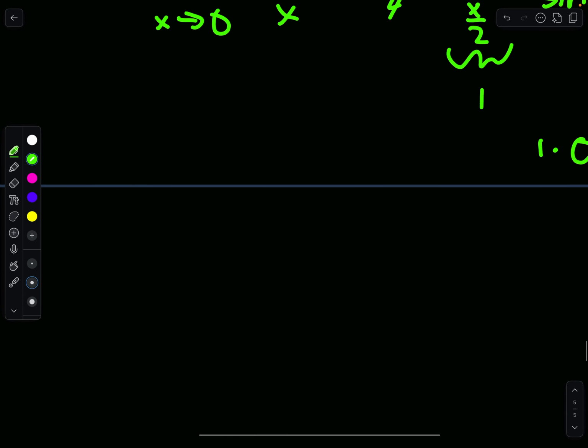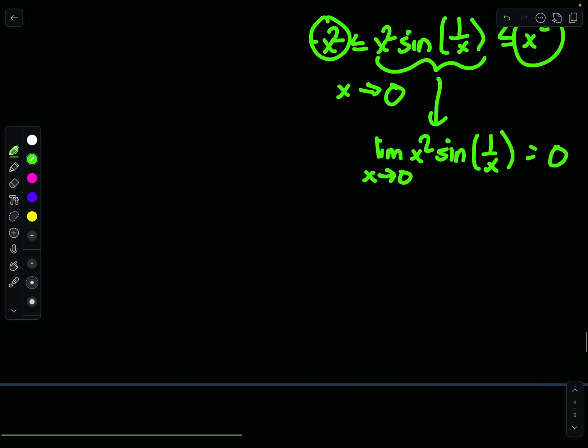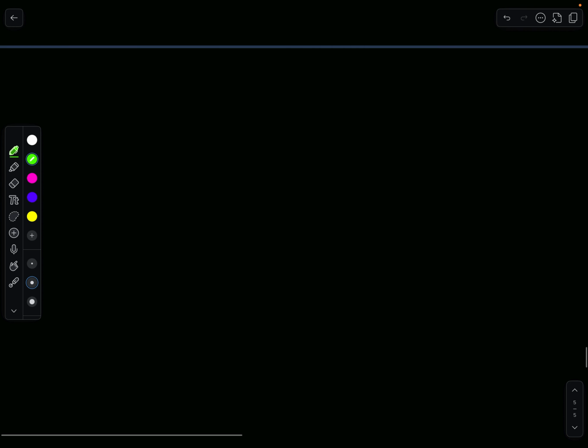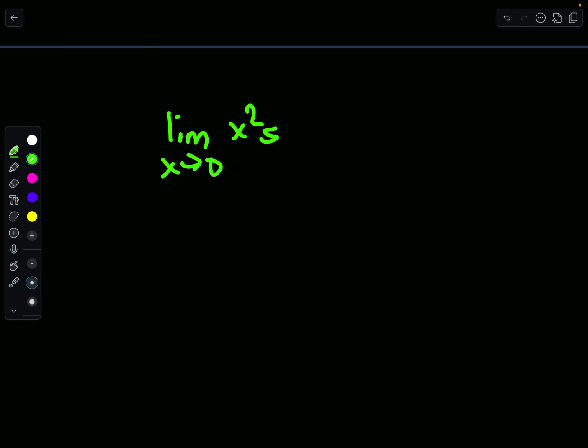Now, a squeeze theorem non-trig example. We can say the limit as x goes to 0 of x squared sine 1 over x. This is the one that we saw earlier in the video.